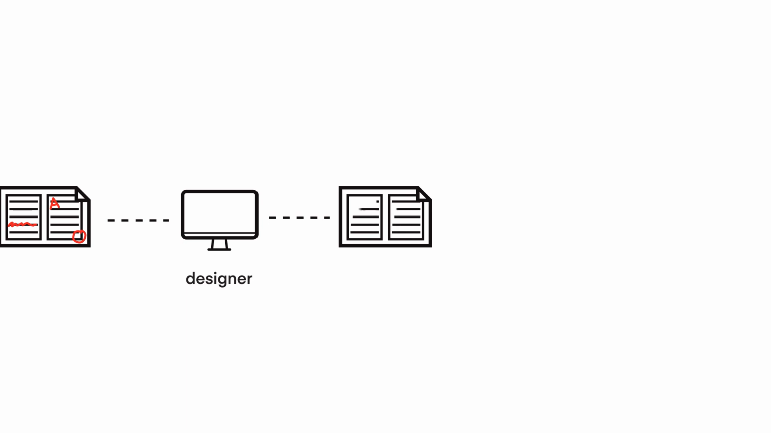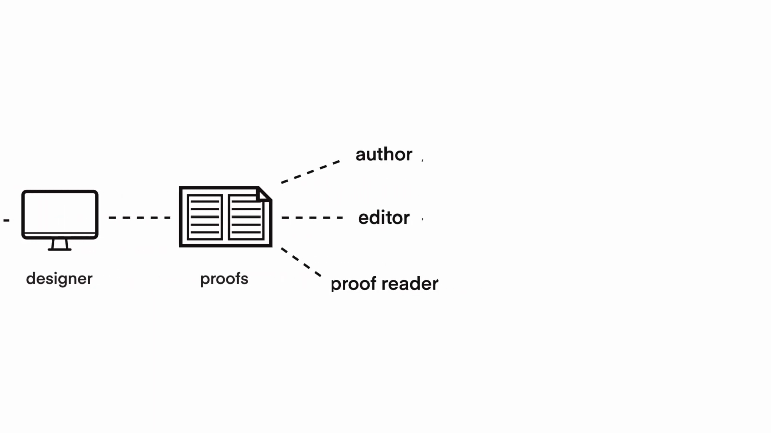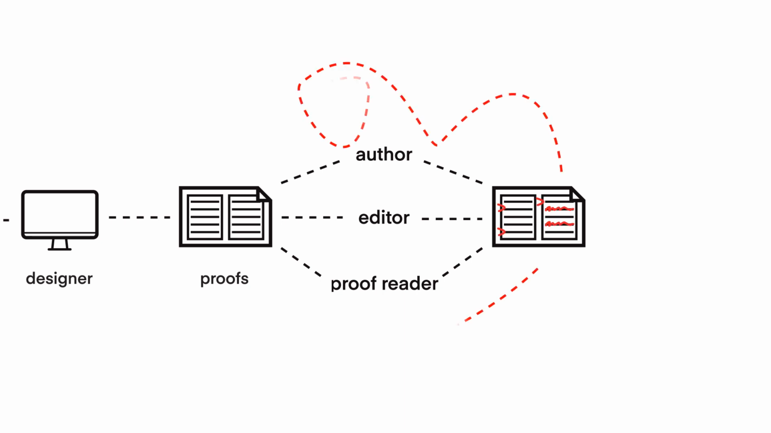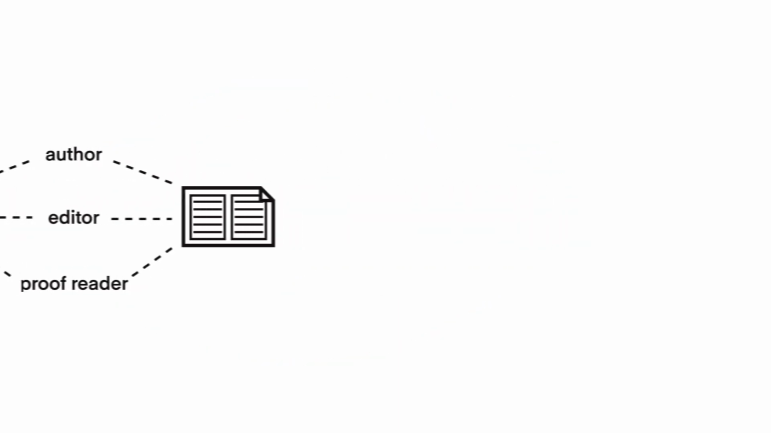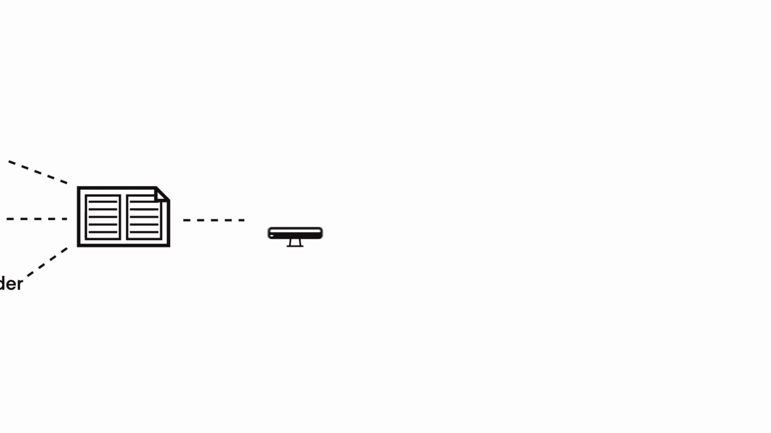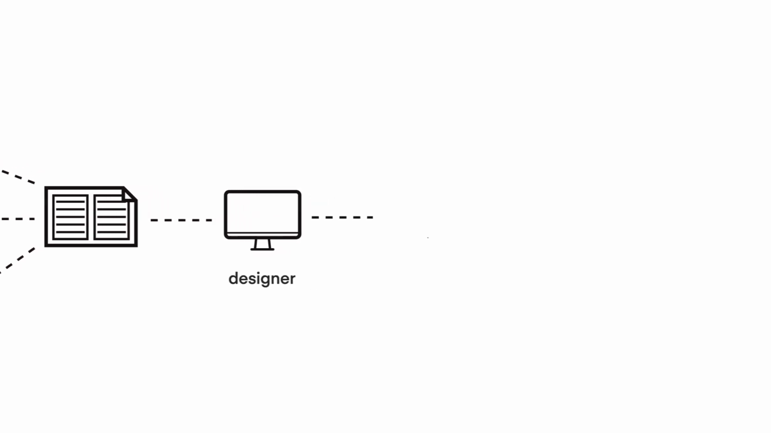Once complete, the second page PDF is sent back to the editorial team for review. The process is repeated over and over and over until finally the book is perfect, and the designer can create press-ready PDFs to be sent to the printer.